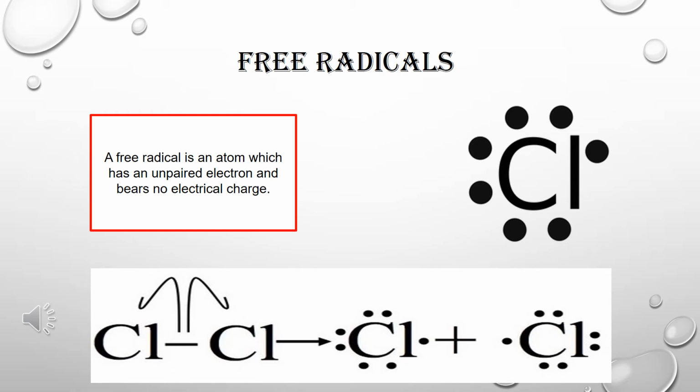How are these free radicals formed? These are formed by the cleavage of a molecule. Like in the case of the chlorine molecule, when ultraviolet radiations fall on chlorine molecules, the bond between the two chlorine atoms breaks down, and as a result, two chlorine free radicals are produced.